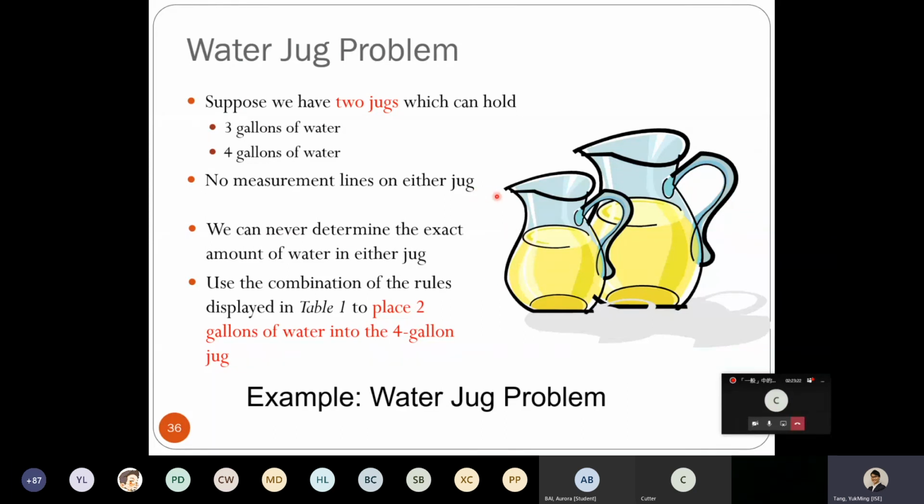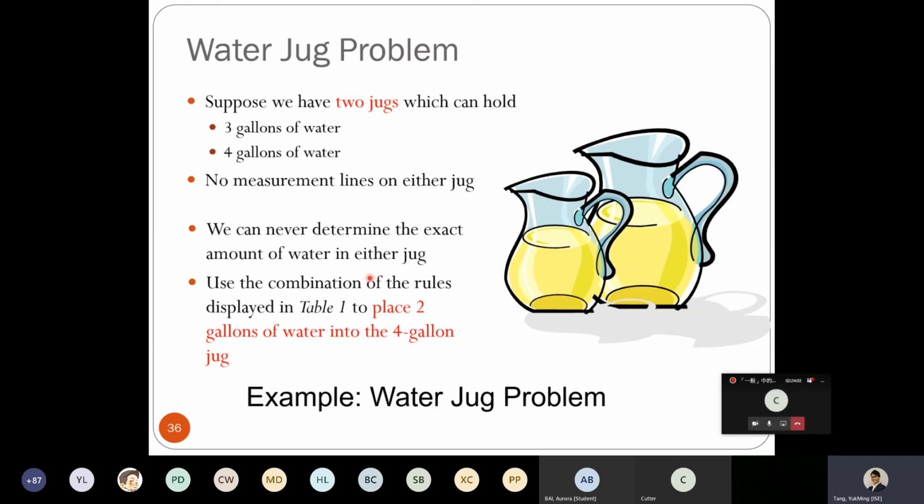Maybe it's very difficult for you to understand this, so we show you a good example of how we can solve the problem by using depth first search, breadth first search, and also forward chaining. We talk about the water jar problem. Suppose we have two jars, one small and one big. The small one can hold 3 gallons of water, and the big one can hold 4 gallons. But remember that both jars do not have any measurement lines, so we can never determine the exact amount of water in either jar. This is the difficulty.